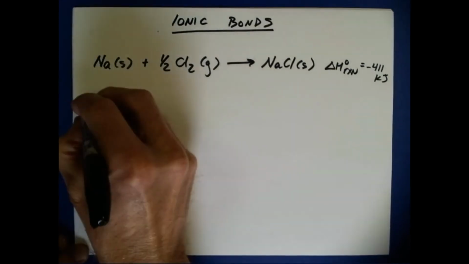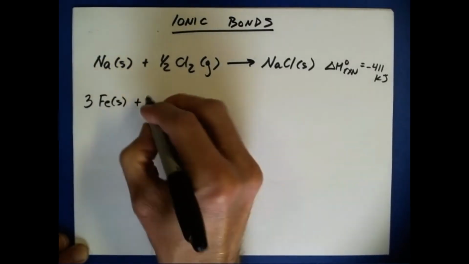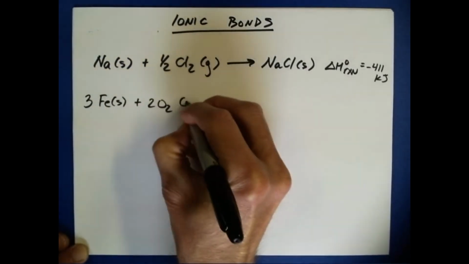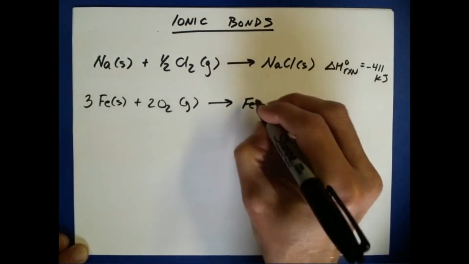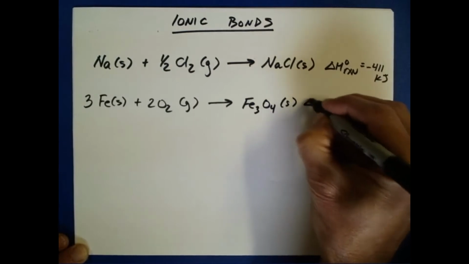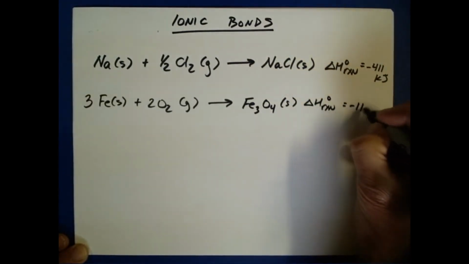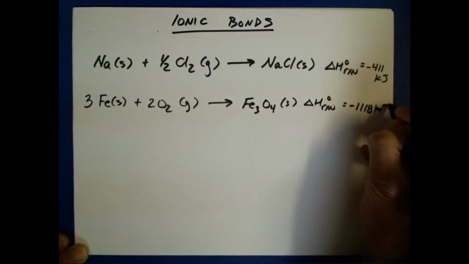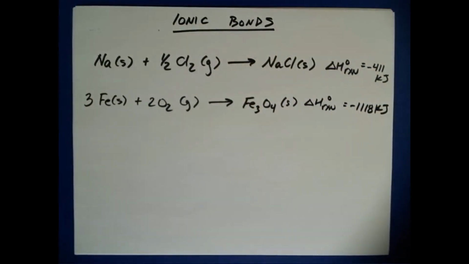Let's also look at this, say, for the reaction between solid iron and oxygen gas to form a type of iron oxide. The enthalpy change for this particular reaction is minus 1,118 kilojoules for every mole of iron oxide that's produced.